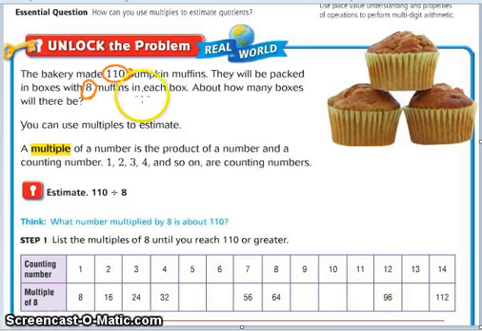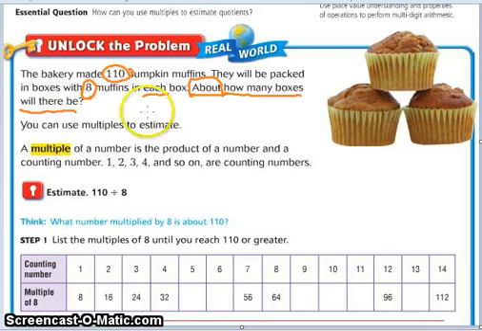I want to underline each because that is important, because we have 8 muffins in each box. And I also want to underline about, because about is like an estimate. So they're very closely correlated. Because about is so important, I'm going to box this off and then underline the remainder of the question. So, about how many boxes will there be?